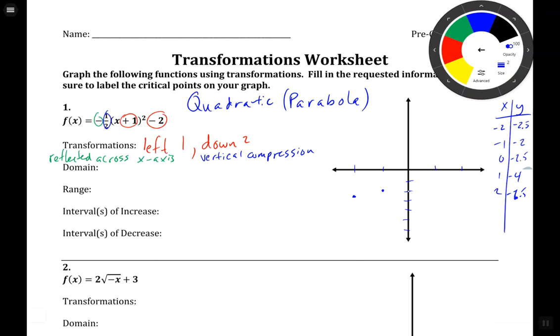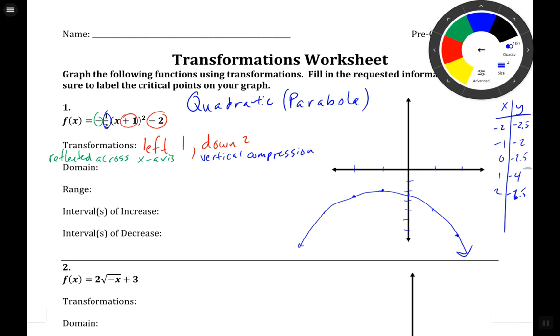At 0, it's negative 2.5. At 1, it's negative 4. 1, 2, 3, 4. And at 2, it's negative 6.5. Is the rest a parabola? This is the vertex. Is this one going to be a mirror image over here? And this one's going to be a mirror image over here. And can you just draw this in now? It goes like this. And it goes like this. Is that what it's going to look like?